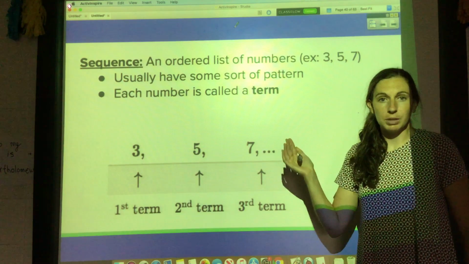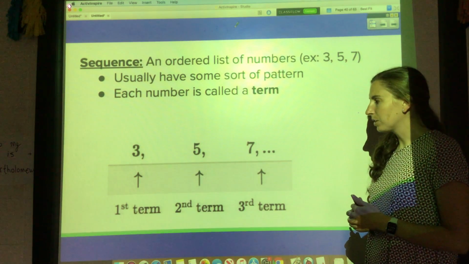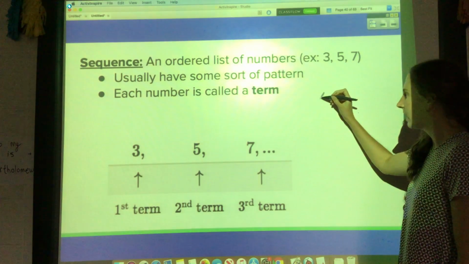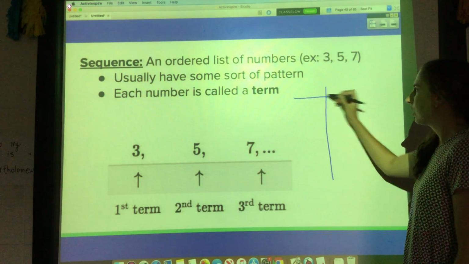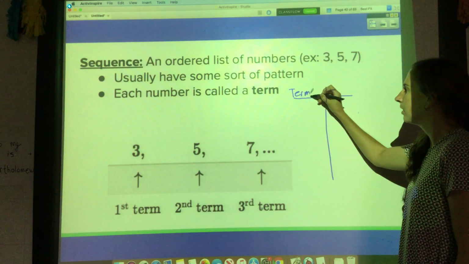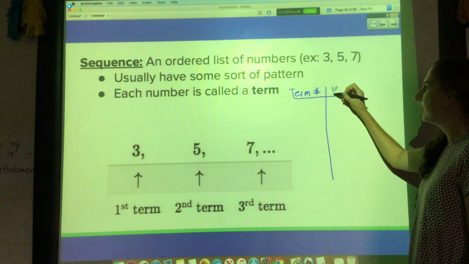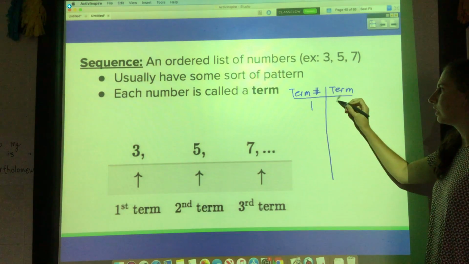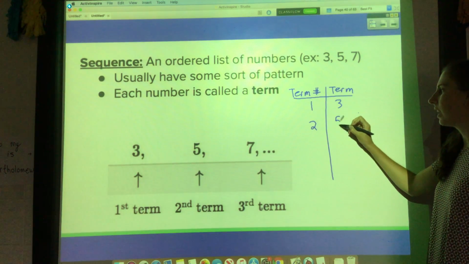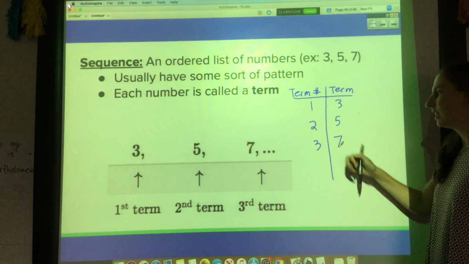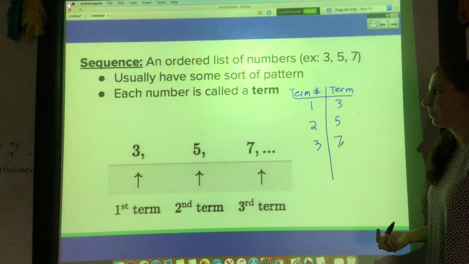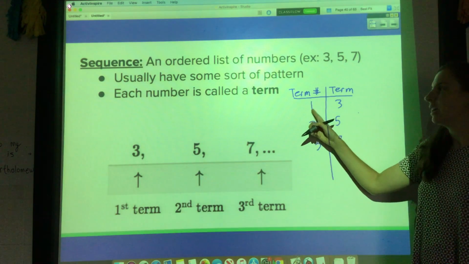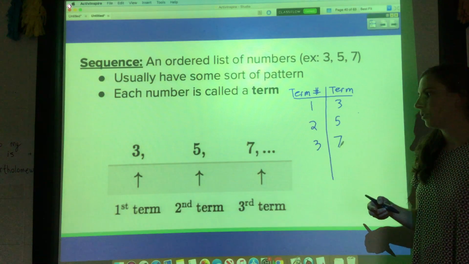Usually there's some sort of pattern, but there doesn't have to be. In this particular pattern, you may notice that we're adding 2 each time. You can make a table out of this: the term number, and then the output would be the term itself. For example, term number 1 is 3, term number 2 is 5, and term number 3 is 7, and this continues on. This is actually a function. You've got an input, the term number, and an output, the term itself.